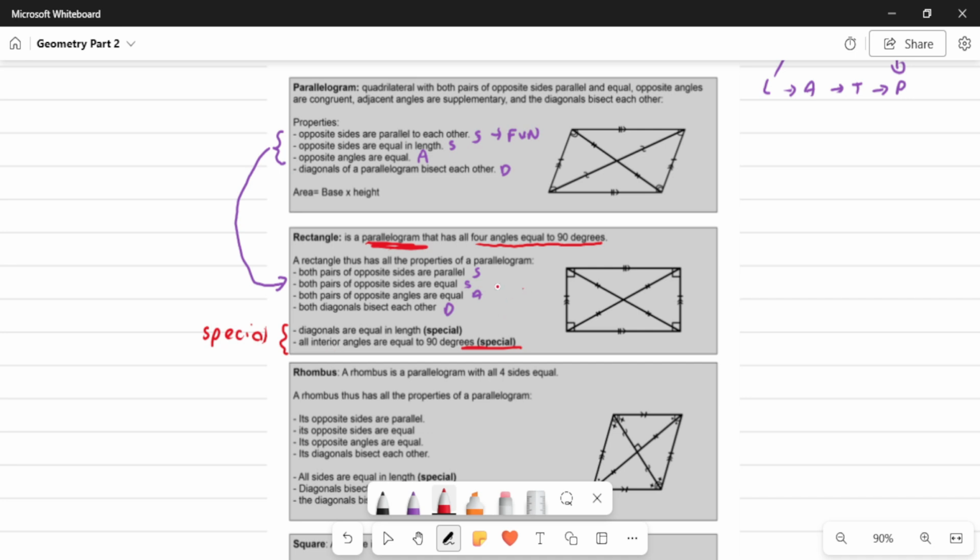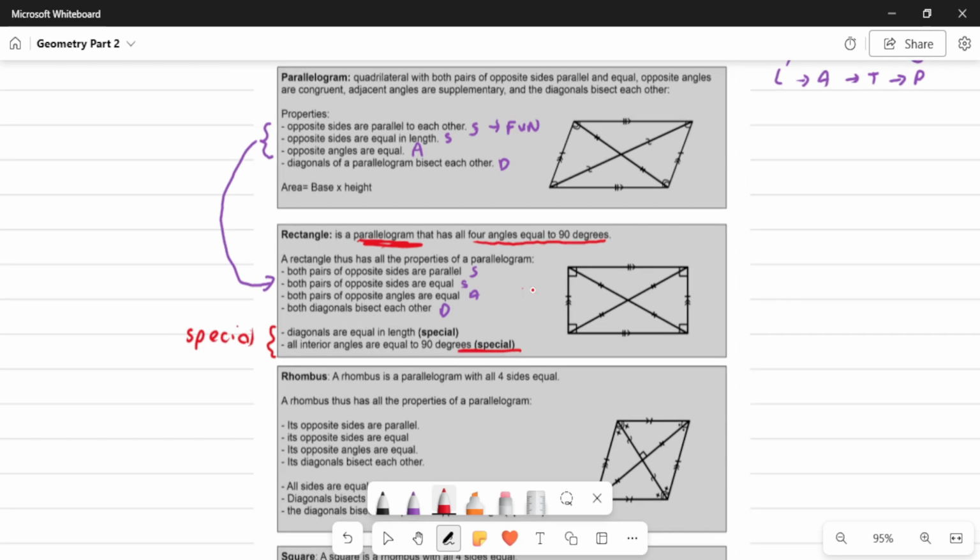What you need to remember is that all of these are properties. So essentially, if you're given a rectangle in the paper, you can say opposite sides parallel, opposite sides equal. You can say that the diagonals are equal in length. You can conclude that the corner angles are equal to 90 degrees. You can conclude that the diagonals bisect each other, whatever the case may be. You just make use of the properties for now. That's what we are learning.